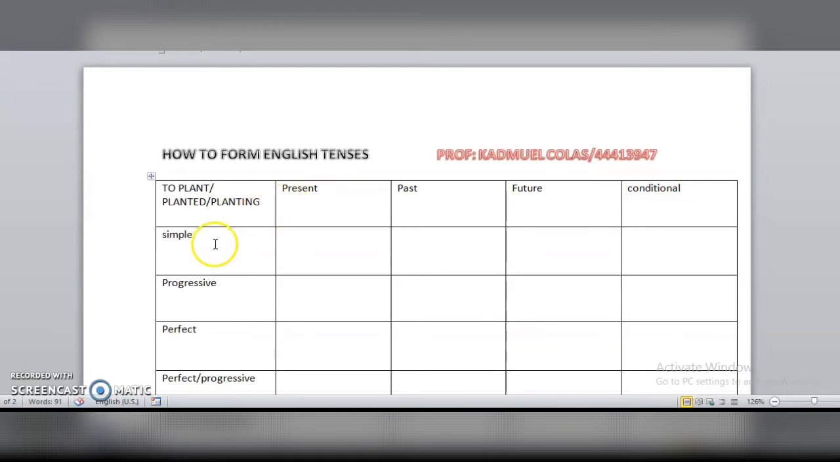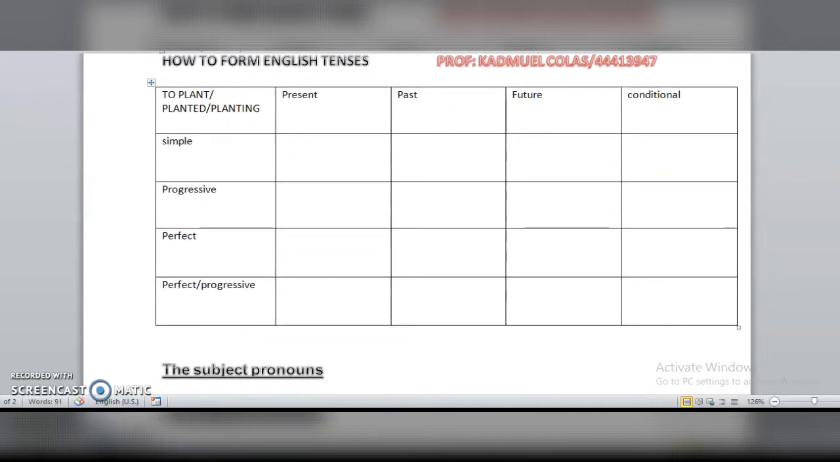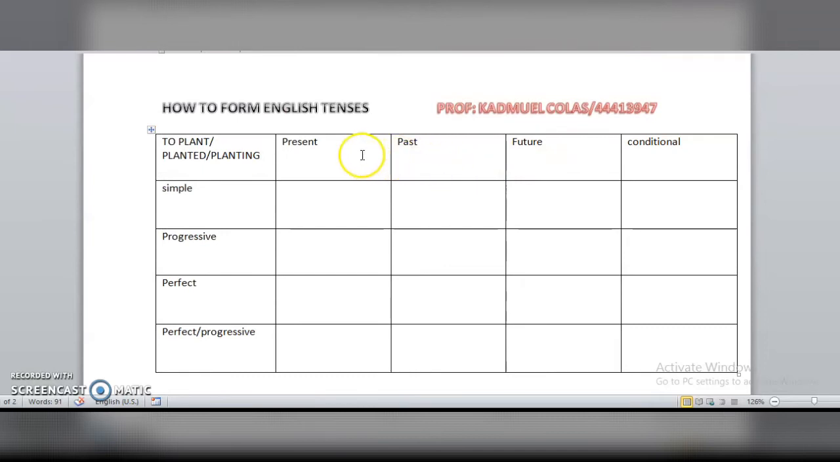So I get simple, I get progressive, I get perfect, I get perfect progressive, right? And here I get present, I get past, I get future, and I get also, at least, the conditional, finally.